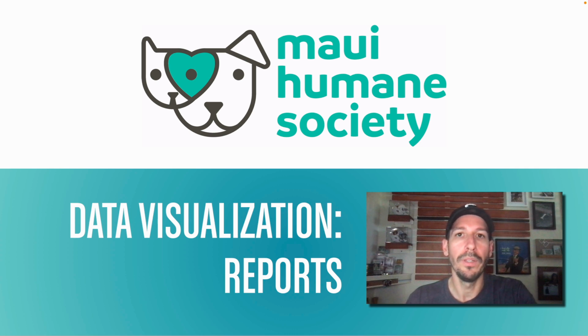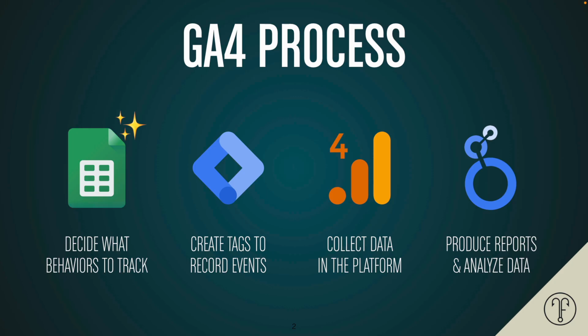So it's all about reports, the data visualization aspect inside of GA4. Right now in this project, we're right about here. So we have decided what behaviors we want to track. We've written those down. We have recorded those events and configured tags to feed data over to GA4. The data is now in Google Analytics 4, and now it's time to take a look and start looking through this data and determining what we have and start making some decisions and calling insights, etc.